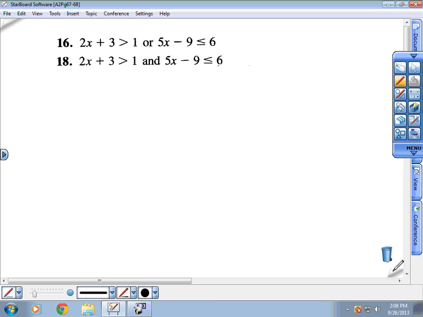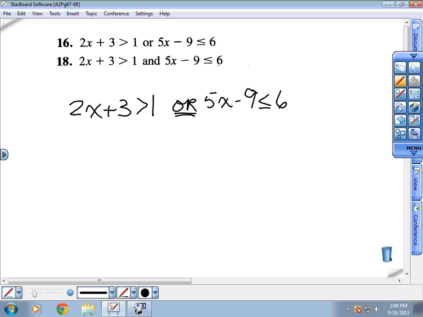Okay, here's a couple more problems, just slightly more advanced. Let's take number 16 at the top. 2x plus 3 is greater than 1, or, so we have a disjunction already, 5x minus 9 is less than or equal to 6. So solving both separately, and it doesn't really matter what color I use because I have to do both of them. And because it's an OR, it could satisfy either this one or this one to make the statement true.